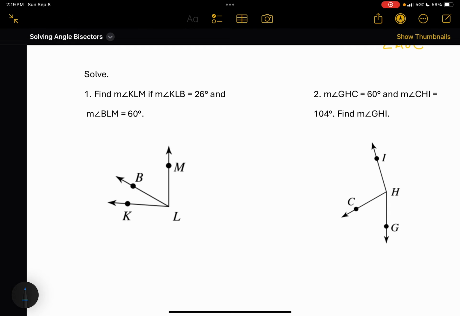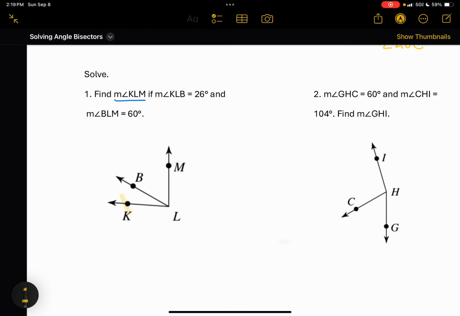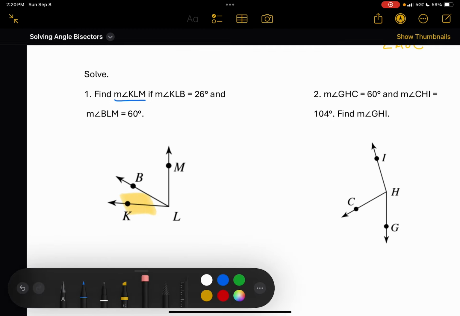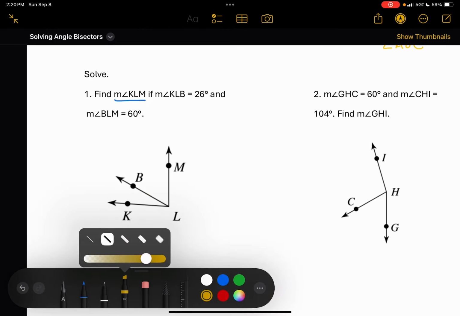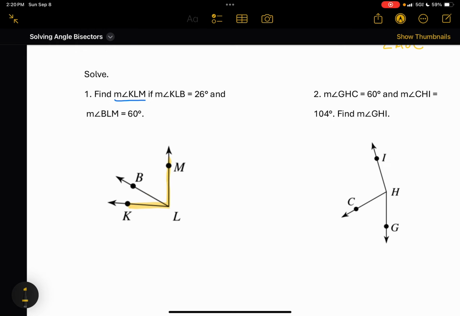So I would highly recommend that as you solve these, make note of where things are, okay? So it says we want to know the measure of angle KLM. That's what we want to know. So down here, let me highlight that, starting at K. That one right there, starting at KLM. That's what we want to find, okay? And it tells us that angle KLB, this angle right here, is going to be 26. And it tells us that angle BLM, so this angle over here, is going to be 60.